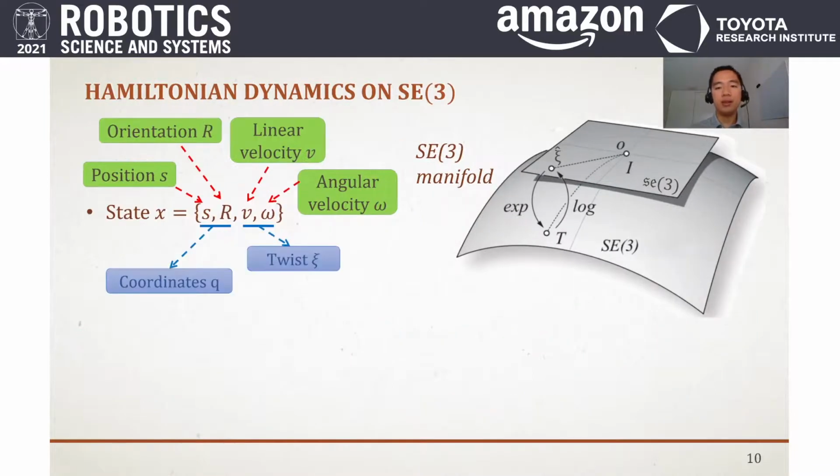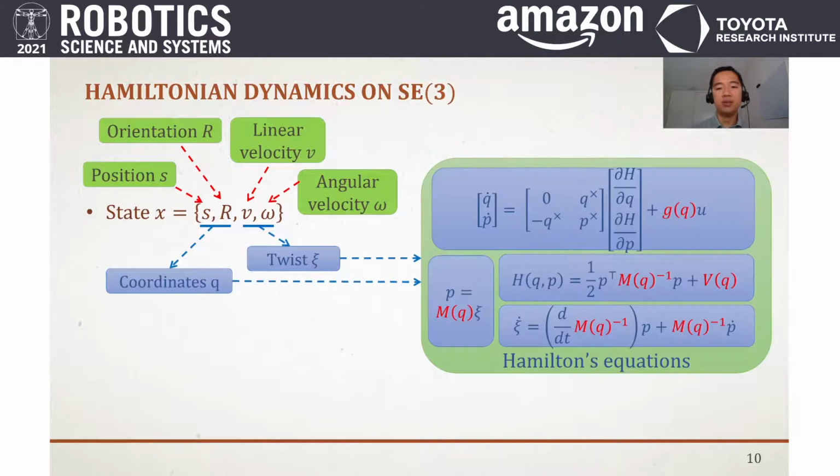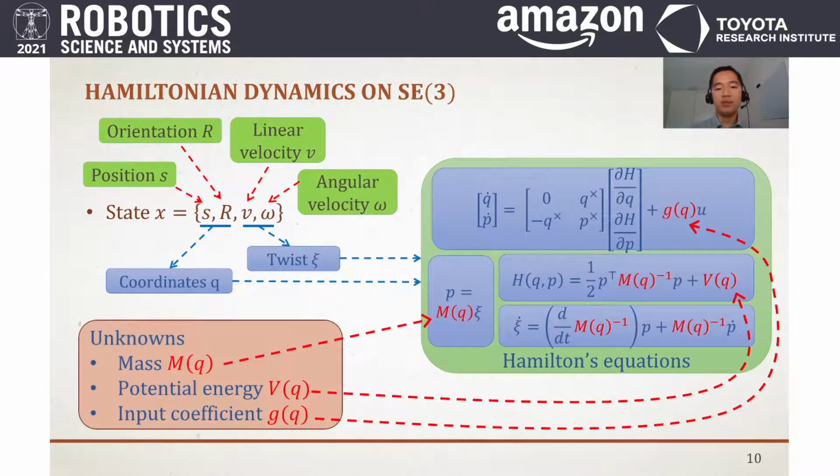It turns out that if we reformulate the states x as coordinates q and twist c, the Hamiltonian dynamics over the SE3 is governed by this Hamilton's equation with three unknowns: the mass m, the potential energy v, and the input coefficient g. We are going to use this Hamiltonian formulation to design our model.